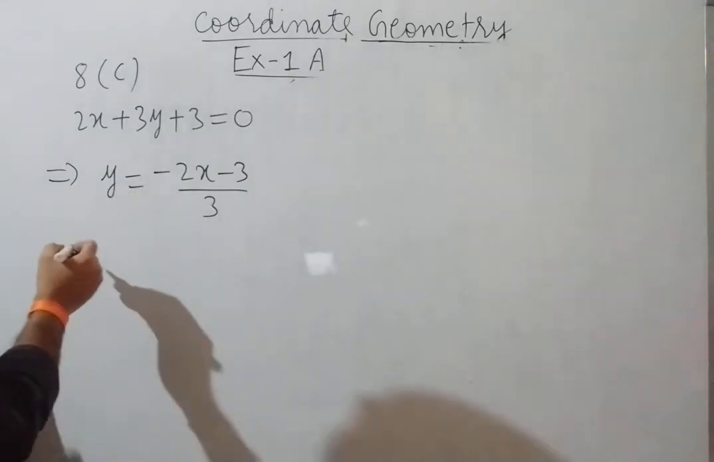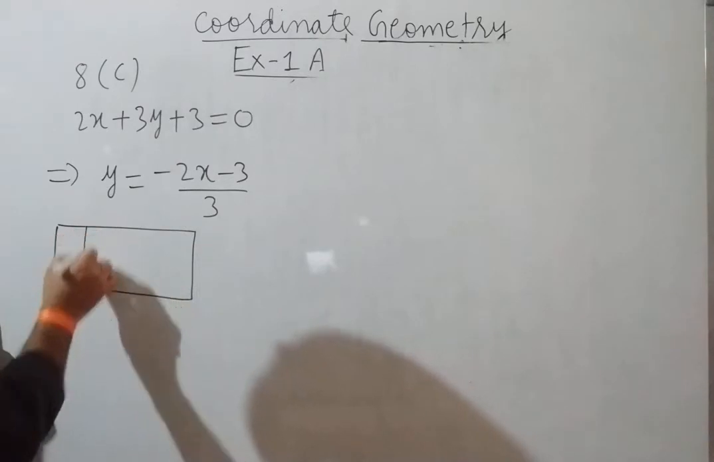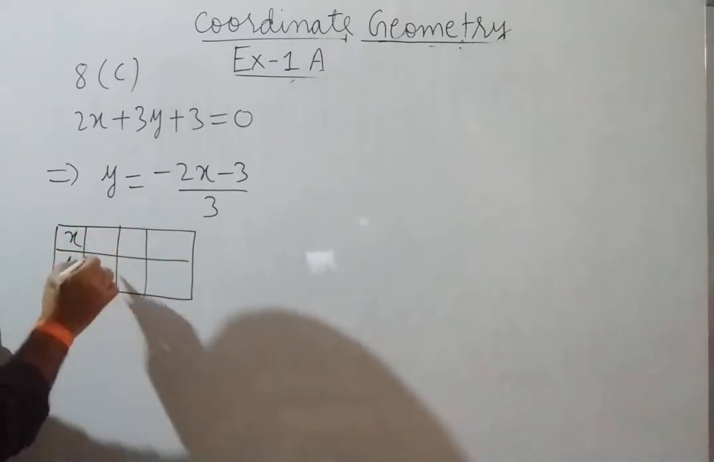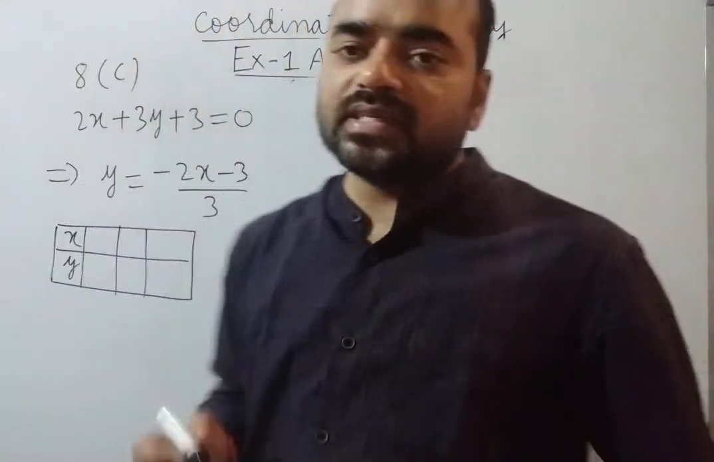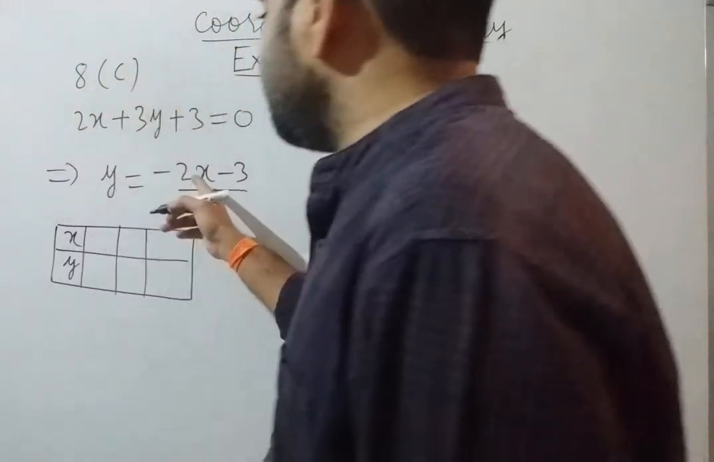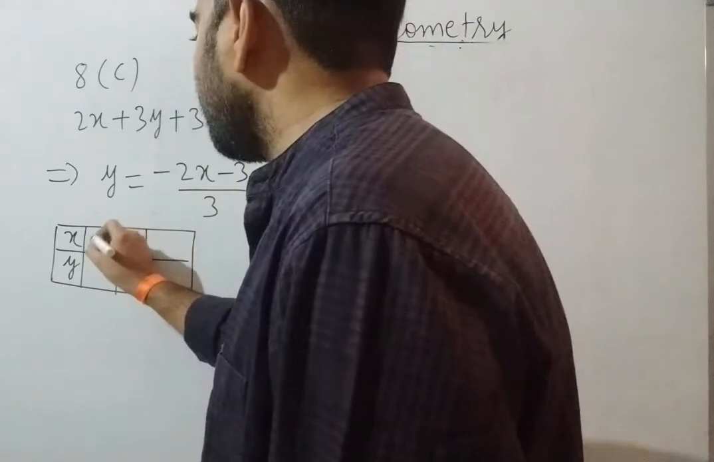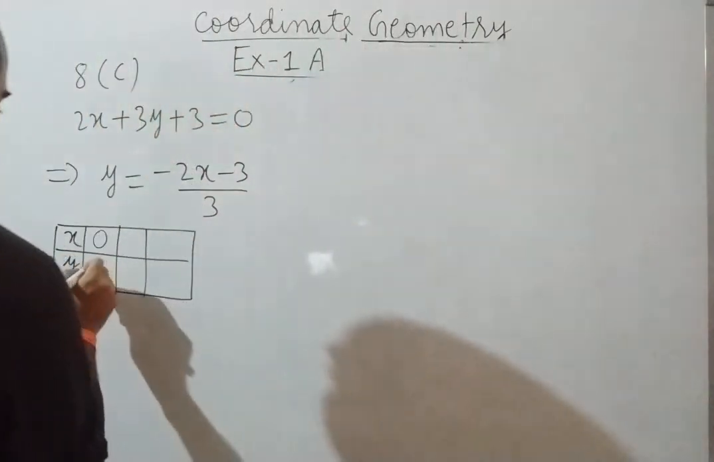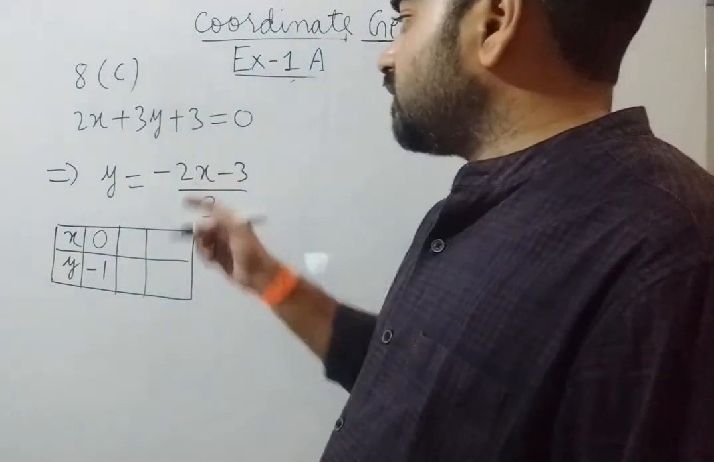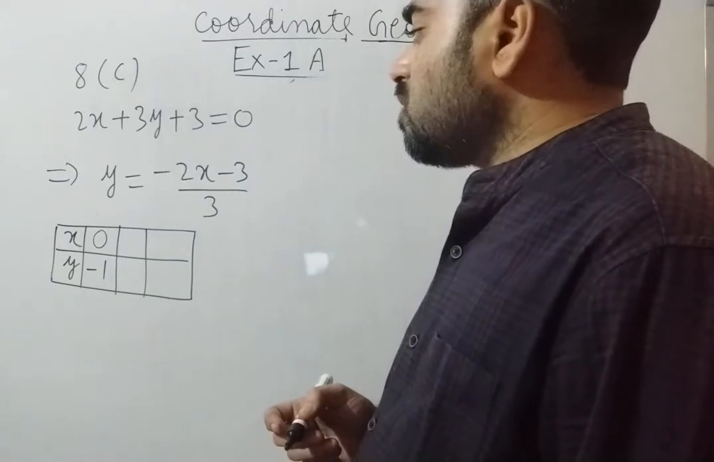If we substitute x is equal to 0. See, we can take any three ordered pairs satisfying the equation. Okay, any three. So first, if x is 0, y will give what? If x is 0, y will give minus 1. Correct? Clear?